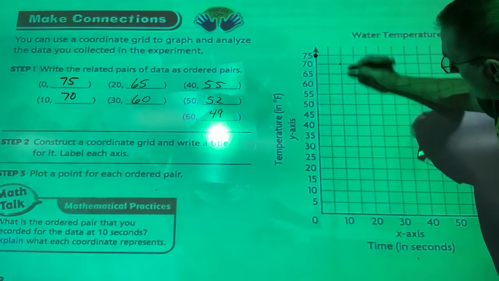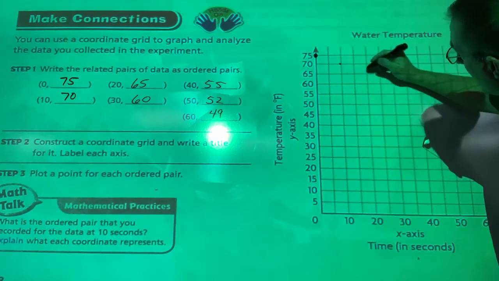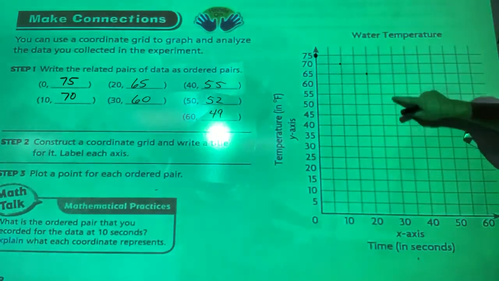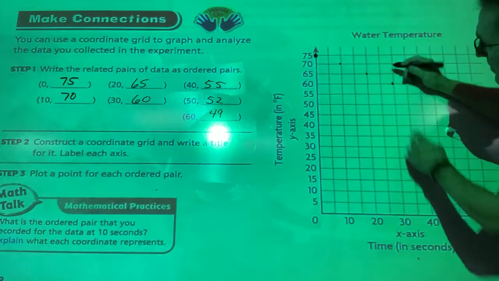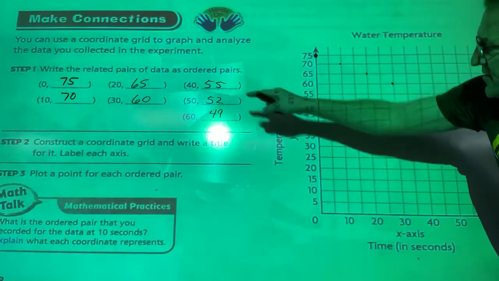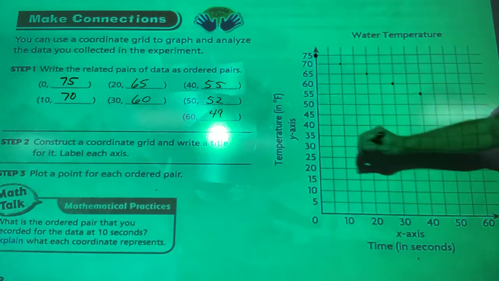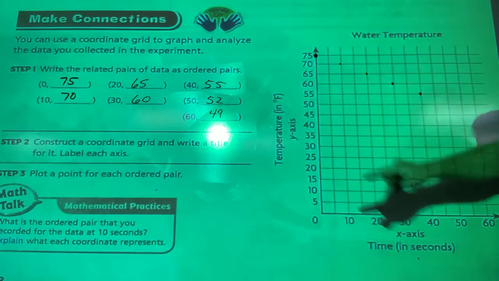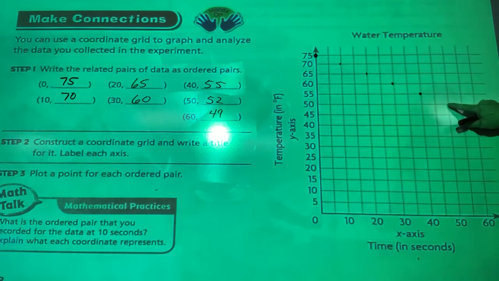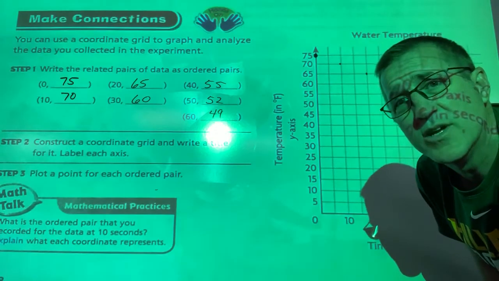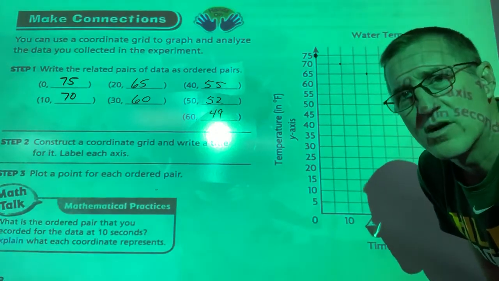Oopsie. That's 10. Over to 20, up to 65. Over to 30, up to 60, which is right here. Okay, over to 40, up to 55, plot that. Over to 50 and up to 52. So I go over to 50, there's 50, and I have to go somewhere in between, a little shy of half. So 52 is not 50 and it's not 55. It's in between. So you just put a dot somewhere in between. It doesn't have to be exact. Just somewhere close. All right.